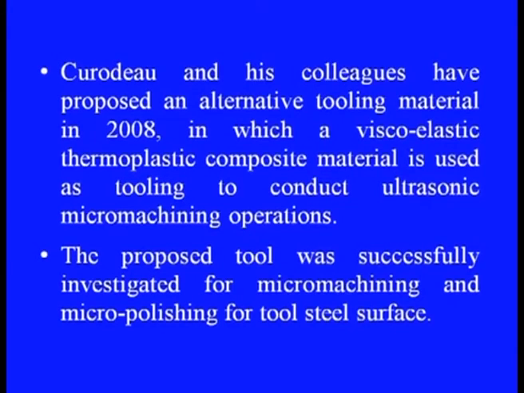Karodew and his colleagues proposed an alternative tooling material in the year 2008, in which a viscoelastic thermoplastic composite material was used as tooling to conduct ultrasonic micromachining operations. The proposed tool was successfully investigated for micromachining and micropolishing of tool steel surface. However, this material is yet to come in a big way in the commercial market.